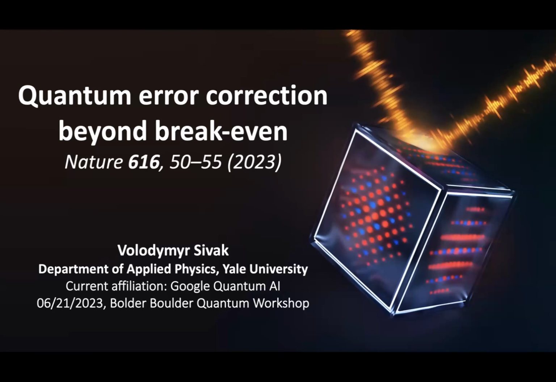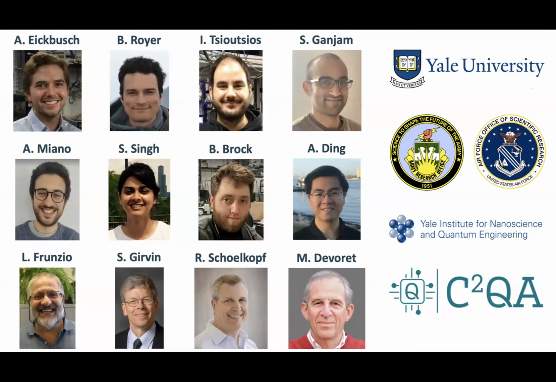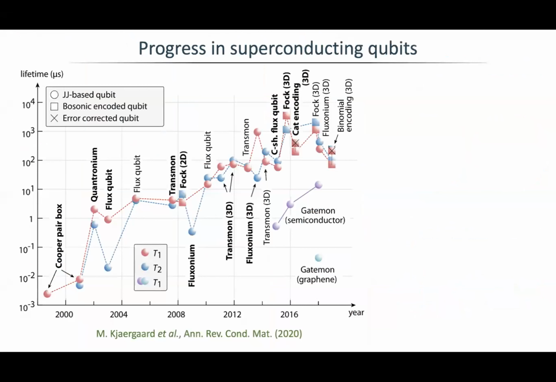Very enjoyable conference. My name is Vlad. I work at Google, but today we'll be talking about this experiment on the error correction of a grid code that was done when I was at Yale University in the group of Michel Devoret. So I want to thank all these amazing scientists for their contributions to this work, and also for just making Yale a very nice and creative place, and acknowledge our funding sources.